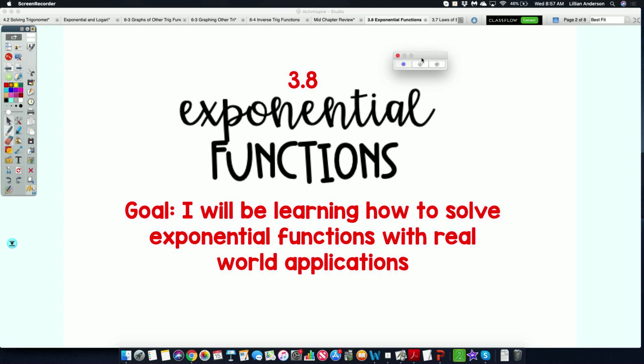Exponential functions. You are going to learn how to solve exponential functions with real-world applications. You have already done this a little bit when we were doing compound interest and geometric sequences and series. Some of the same skills from first semester are going to come back into play with exponential functions, okay?